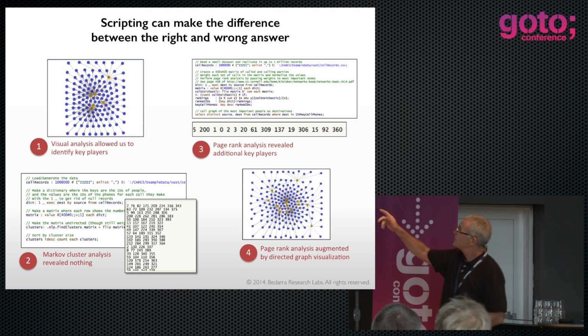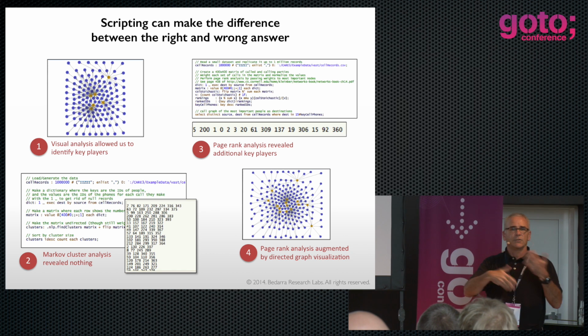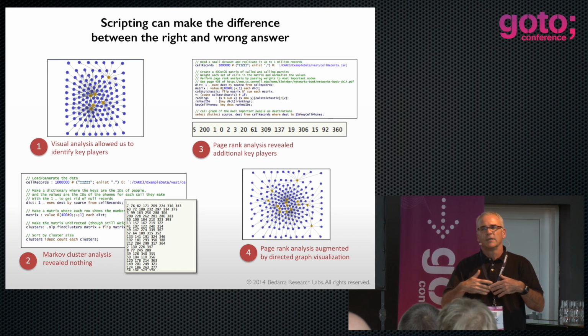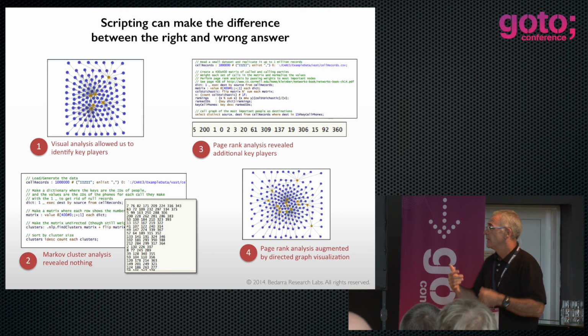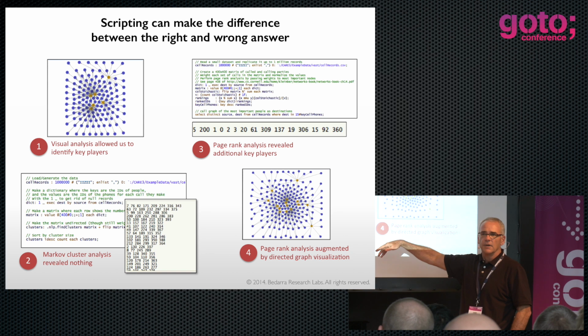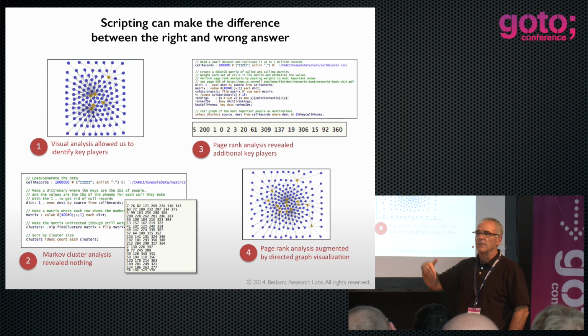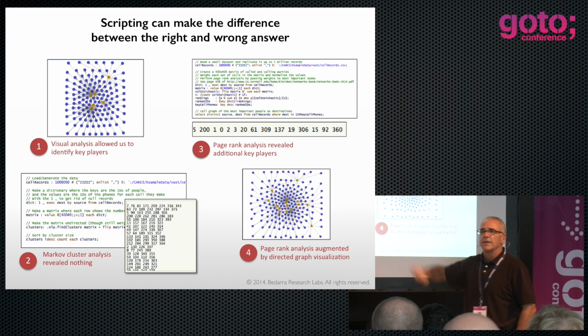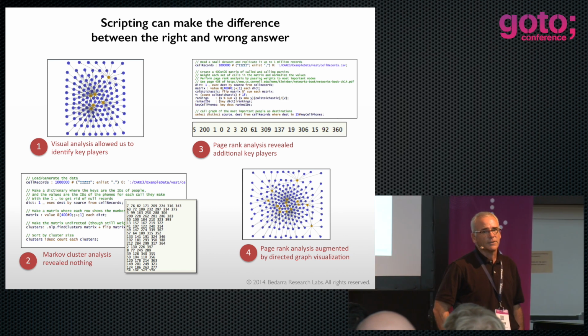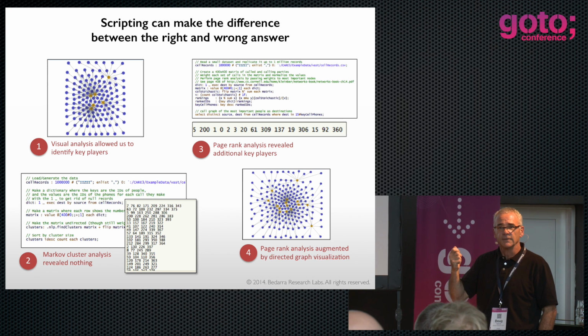And what I mean by that is, if you look at the example I gave you earlier, I did a visual analysis and I discovered a set of nodes. I also did, and I didn't show this to you, a Markov analysis in about the same amount of time as it took to do the page rank analysis. And I concluded there was nothing interesting in the Markov analysis. And then I did the page rank analysis and I went, oh, that's interesting.